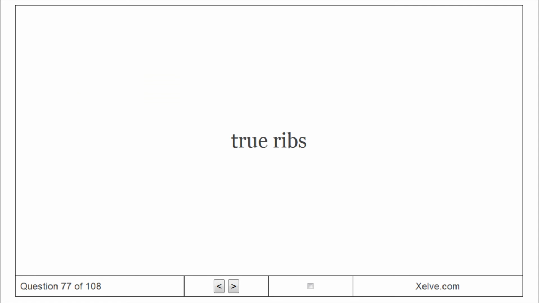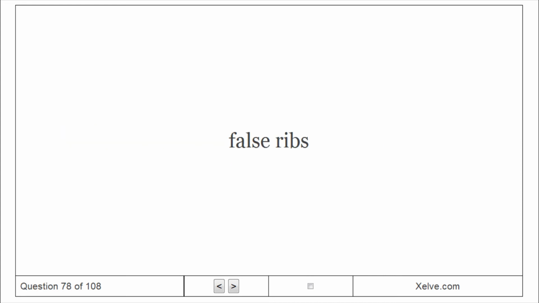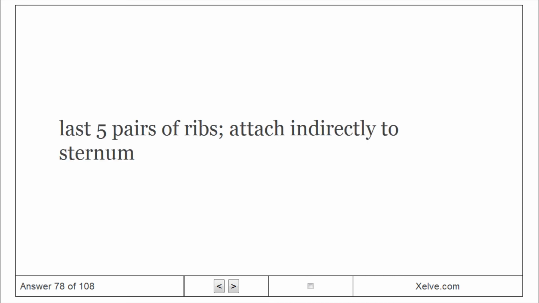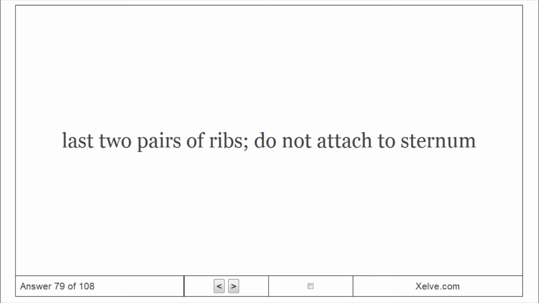True ribs. Top 7 pairs of ribs that attach directly to the sternum by costal cartilage. False ribs. Last 5 pairs of ribs attach indirectly to the sternum. Floating ribs. Last 2 pairs of ribs do not attach to the sternum.